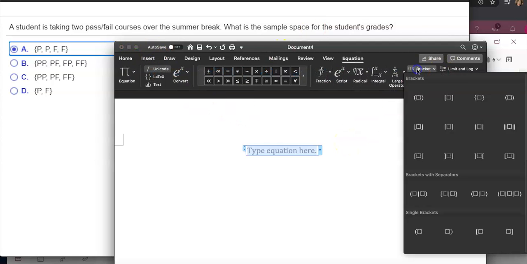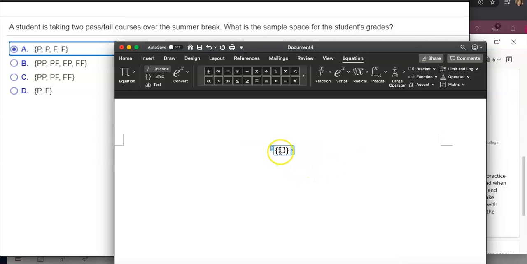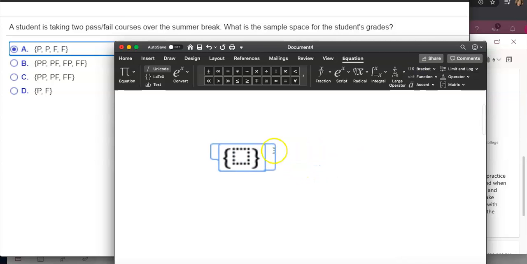I'll set up a fancy looking bracket to set up my sample space. Now the best case scenario would be to pass both classes, so PP for both. Worst case scenario, he may fail both of them, FF. Now what else can happen?